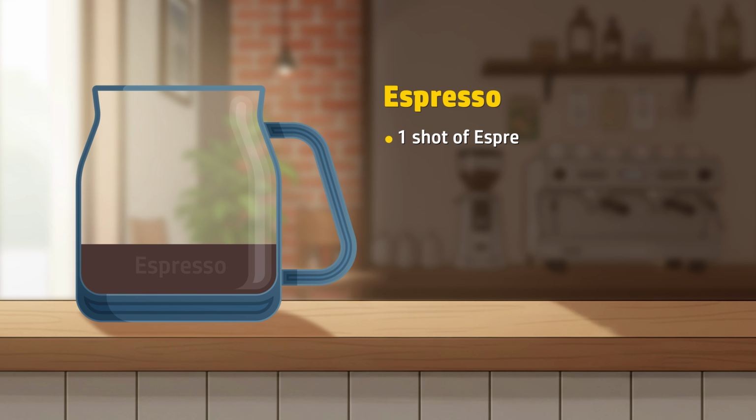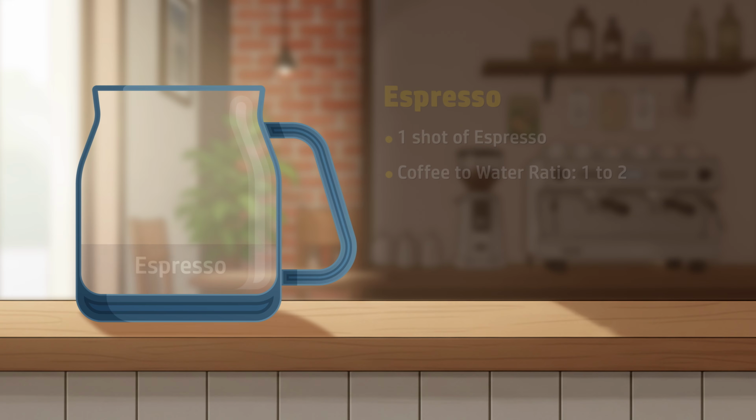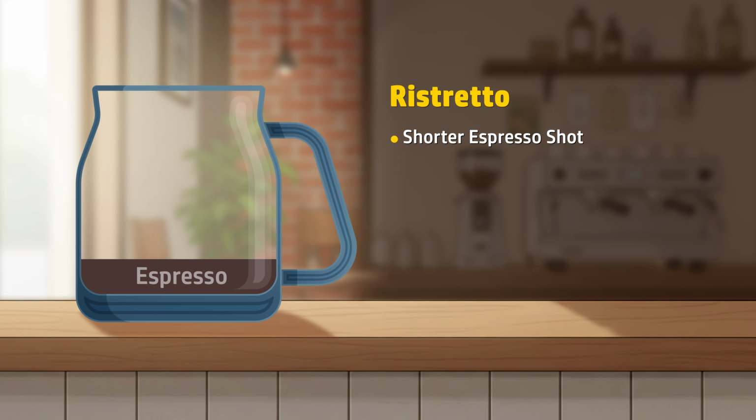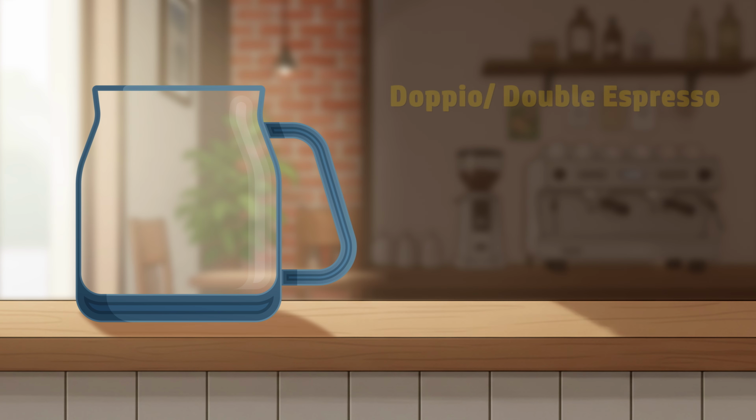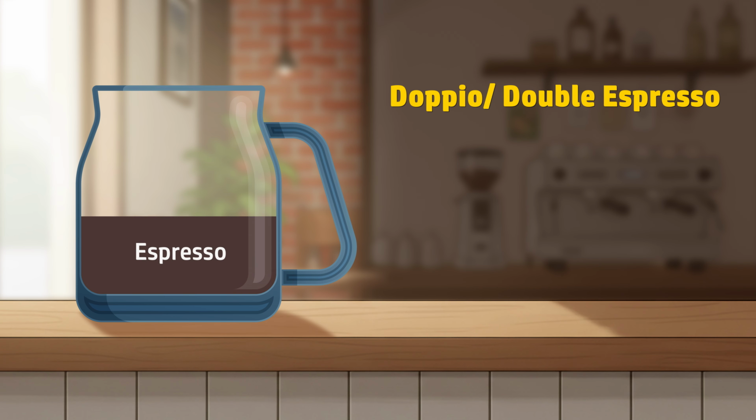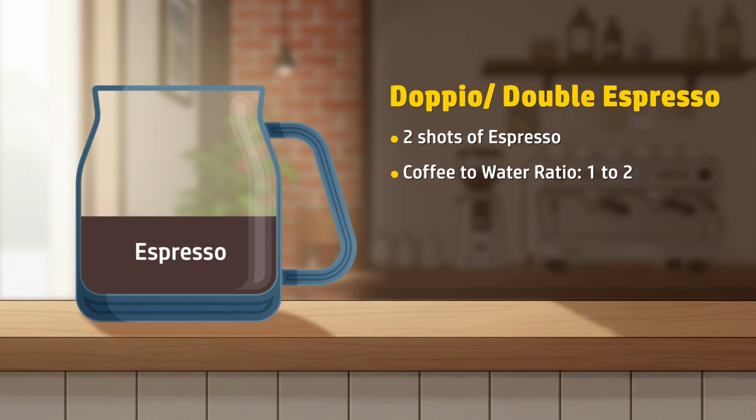Now let's move to espresso-based drinks. An espresso is just one shot of espresso, with a coffee-to-water ratio of 1 to 2. A Ristretto is a shorter espresso shot, with a tighter ratio of 1 to 1. A Doppio, or double espresso, uses 2 shots of espresso, still keeping the 1 to 2 ratio.